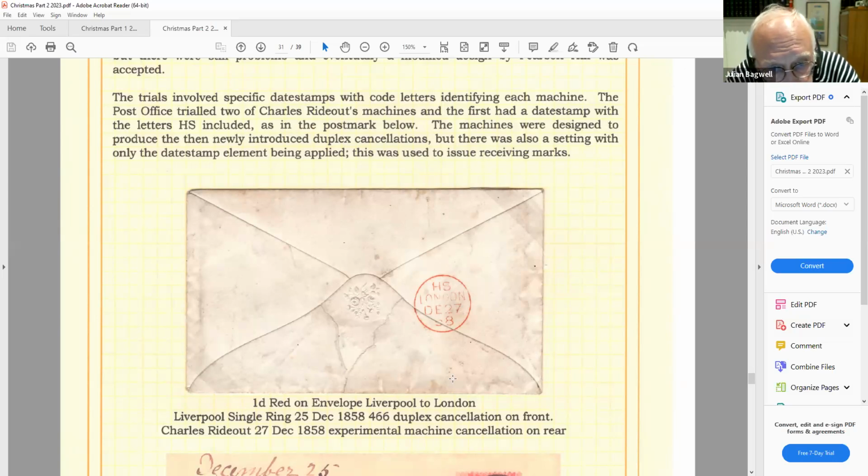So they were trying to improve productivity. And one of the things they did was to look at cancelling machines. And in 1858, 2 different machines were put forward, one by Pearson Hill, who just happened to be the son of Rowland Hill, so may have had a slight edge, and the other by a chap called Charles Rideout. And this is a Rideout cancel. So this would be a Rideout machine cancel. HS denotes Rideout. This was the first of 2 machines that he developed. And so a rather rare postmark there.